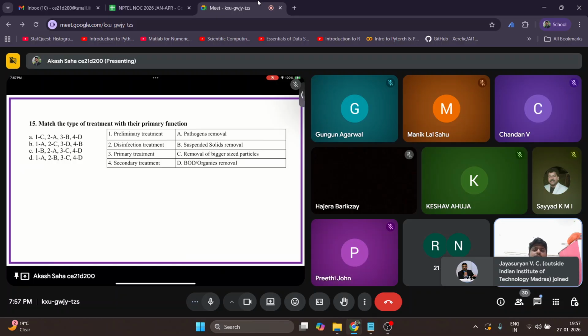Then we have the primary treatment, where the suspended solids, smaller than the earlier particles, are removed. Mostly it will be in the suspended form. When we are removing these suspended solids through primary treatment, some part of organics are also removed, around 30%. So this is the primary treatment.